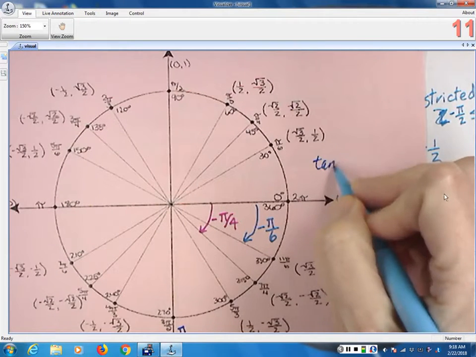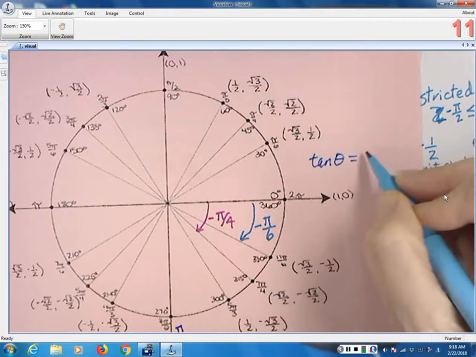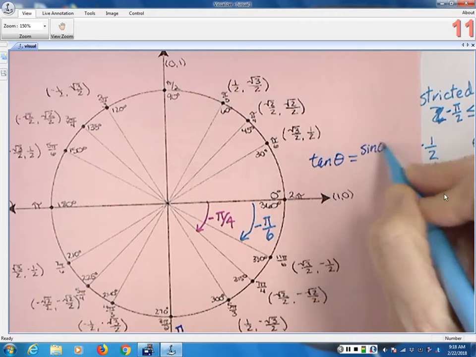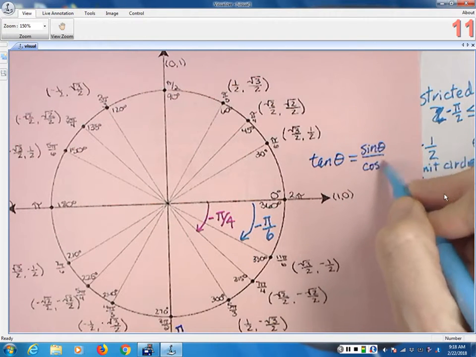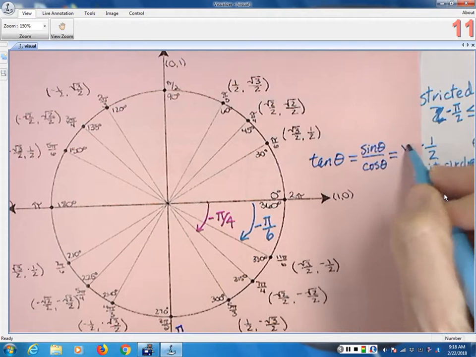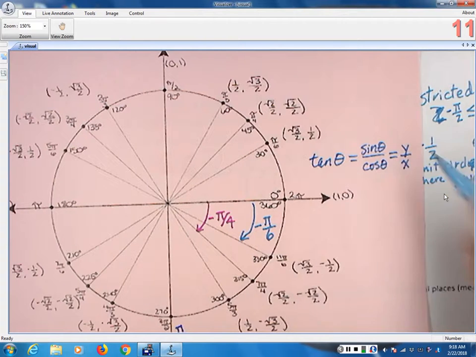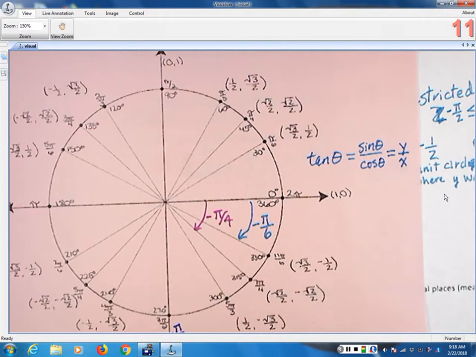Tangent theta is sine theta over cosine theta. So on the unit circle, that's y divided by x. So you have to find where tangent theta equals the square root of 3 over 3, and it has to be in the restricted domain of the tangent function.